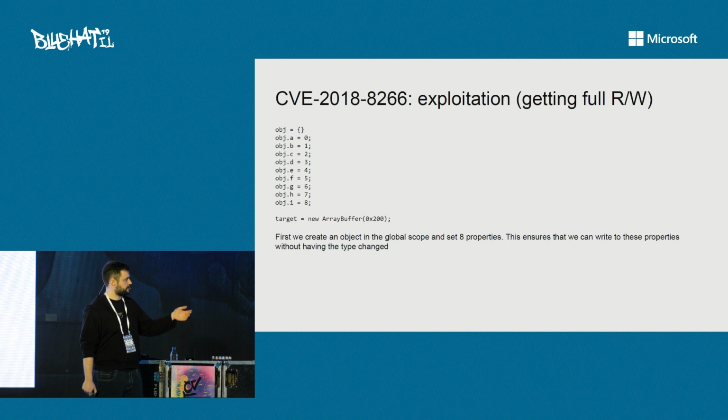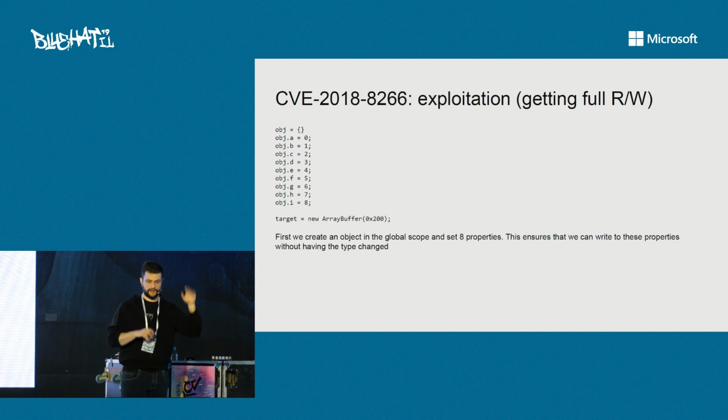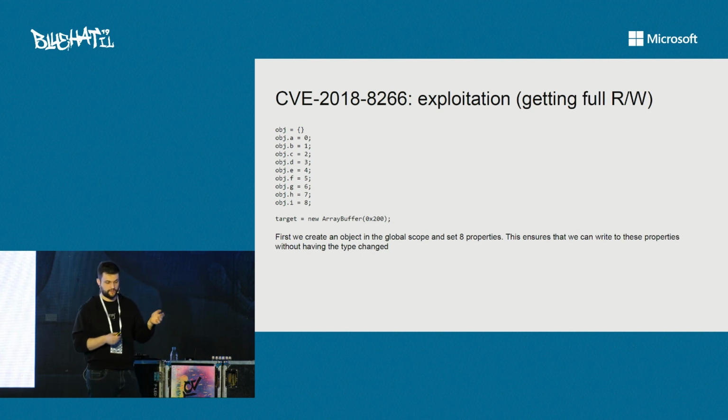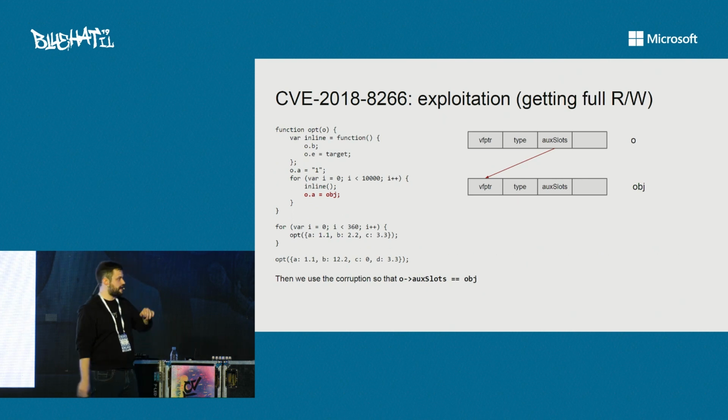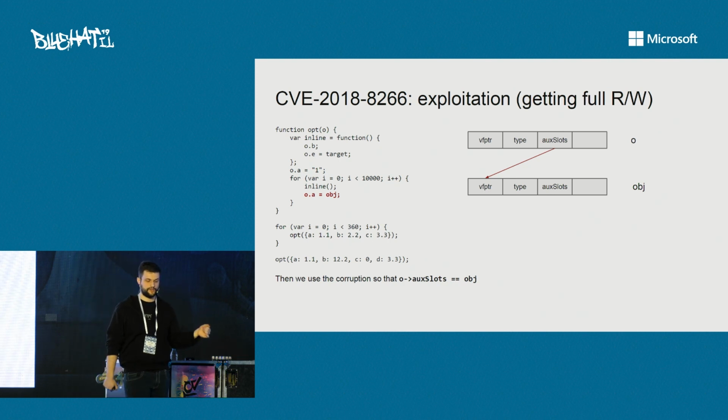So here I have an object. It's a global object. I declare it right before I even declare the function. I set a bunch of properties on it, and I also declare a global array buffer. So nothing crazy so far. And now I use the trigger that I highlighted before. So I just changed two things. Instead of setting O.A to 0x414141, I set it to my global object.